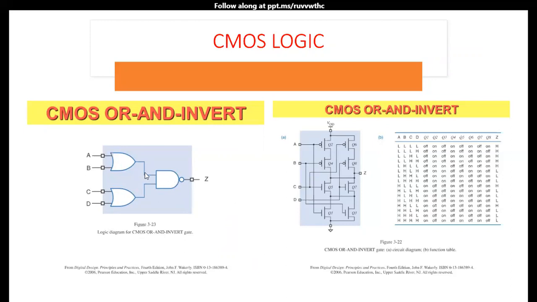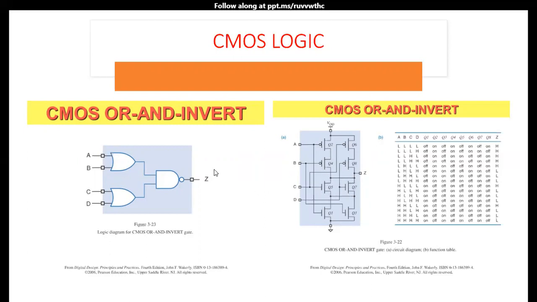To perform the A plus B operation, I am taking two PMOS transistors in series and two NMOS transistors in parallel. So I am taking Q2, Q4 in series and Q1, Q3 in parallel. Similarly, to perform the C plus D operation, I am taking two PMOS transistors Q6, Q8 in series and the NMOS transistors Q5, Q7 in parallel.